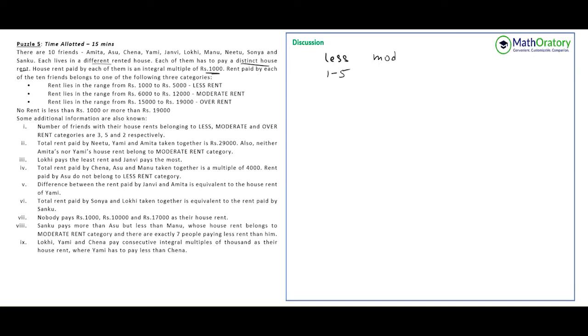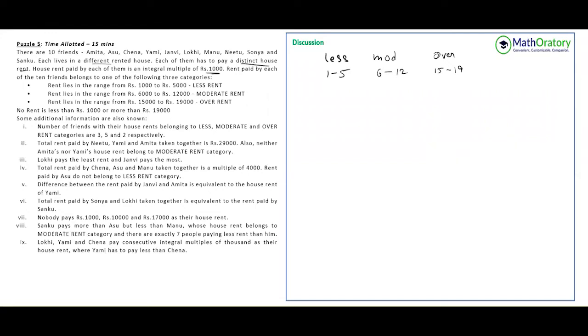Moderate is 6 to 12. Okay, and over rent is 15 to 19. Now, whenever I'm looking at these numbers, there's a red alert in my mind. I'll tell you what it is. There are a total of 19 numbers in this range, out of which 13 and 14 are missing. So effectively, we know there are 17 numbers to be allocated to 10 people.